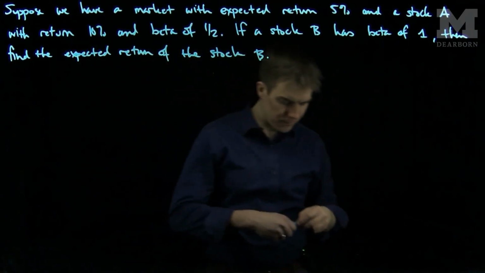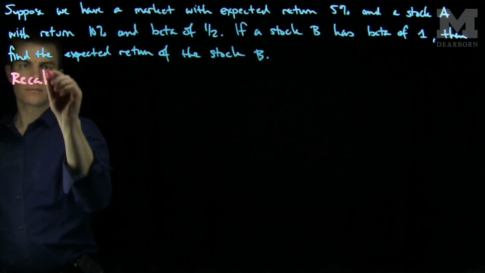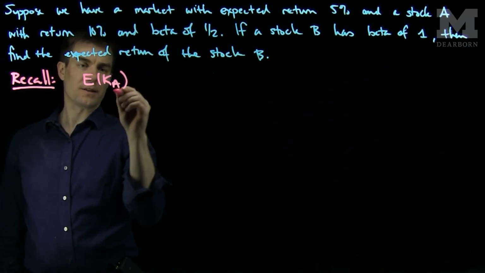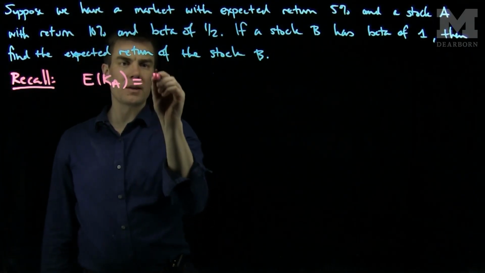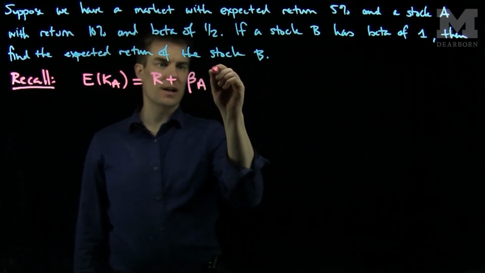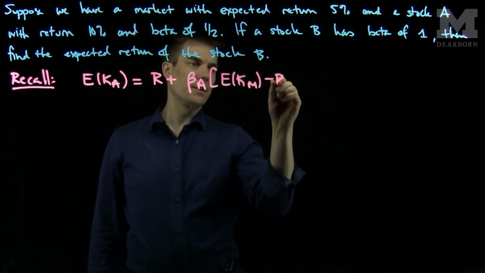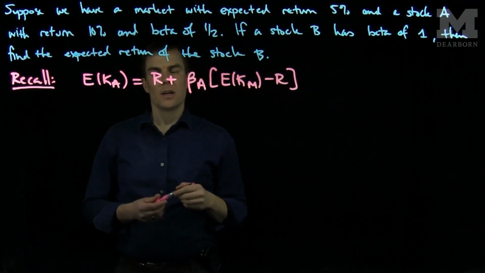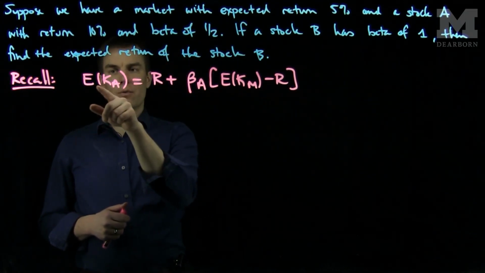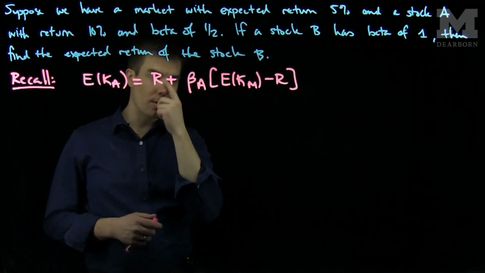To do this problem, we recall that the expected value of the return of any stock, A for example, is the risk-free rate R plus the beta of that stock times the expected rate of return of the market minus the risk-free rate. In other words, we see that beta is exactly the slope that you get when you compare the ratio of the expected return of K_A and R and K_M and R.